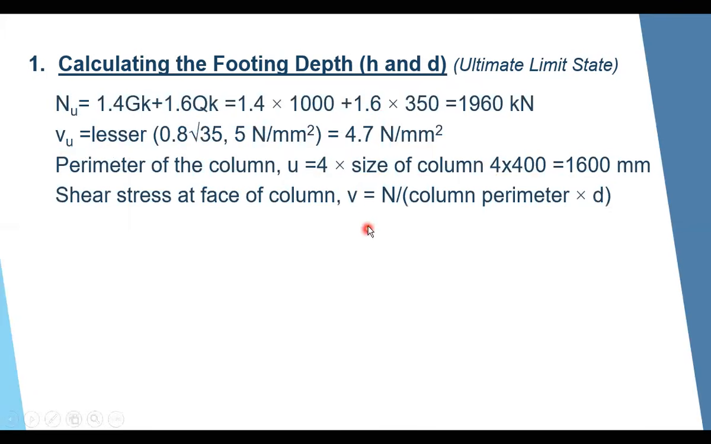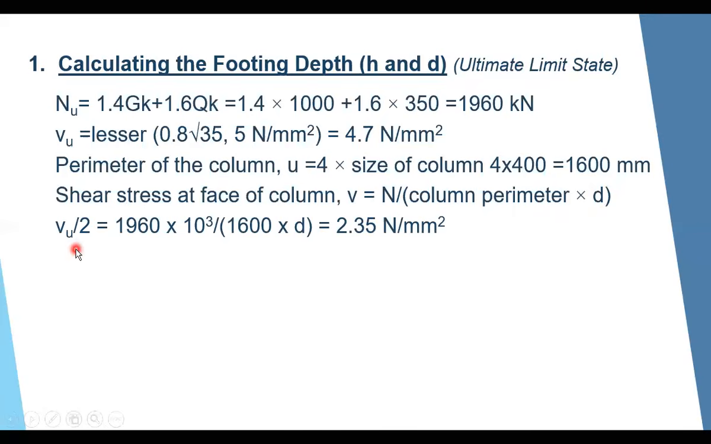Then the shear stress at the face of the column equals the force divided by the column perimeter times D. Any stress equals force divided by area. The area here will be the column perimeter times the depth. So in this equation, we are going to replace the stress. We assume the shear stress will be V ultimate divided by 2, so we replace V by 4.7 divided by 2. N also is known. Column perimeter also is known. So the only unknown will be the value of D, or the depth of the footing.